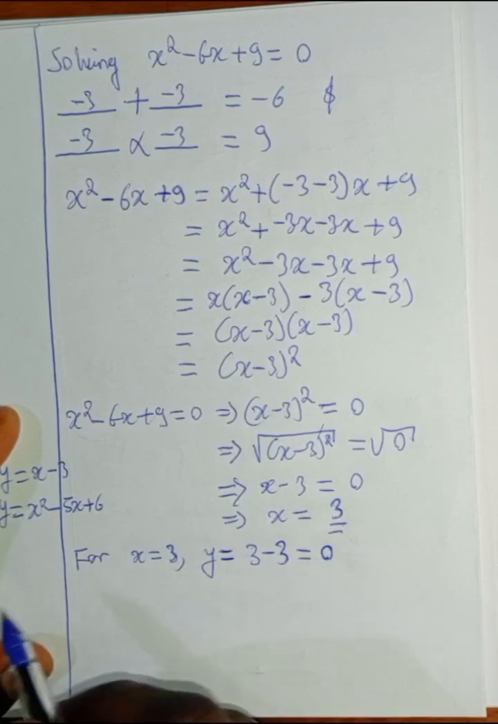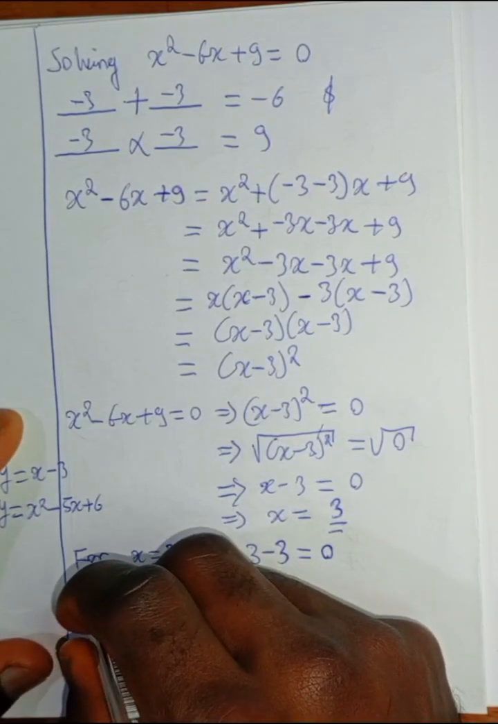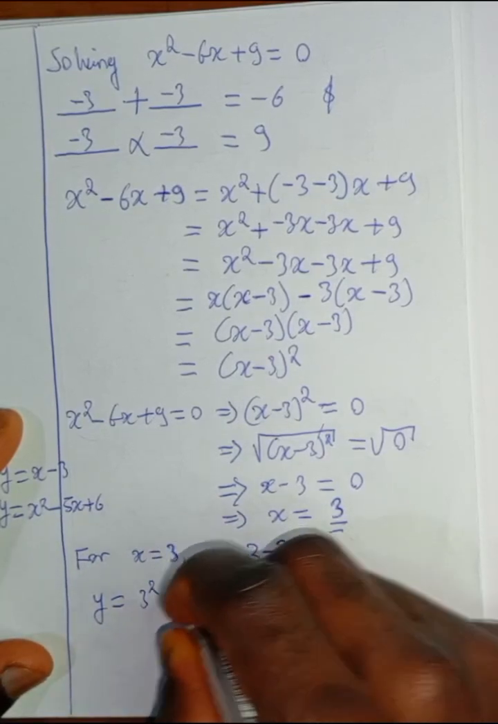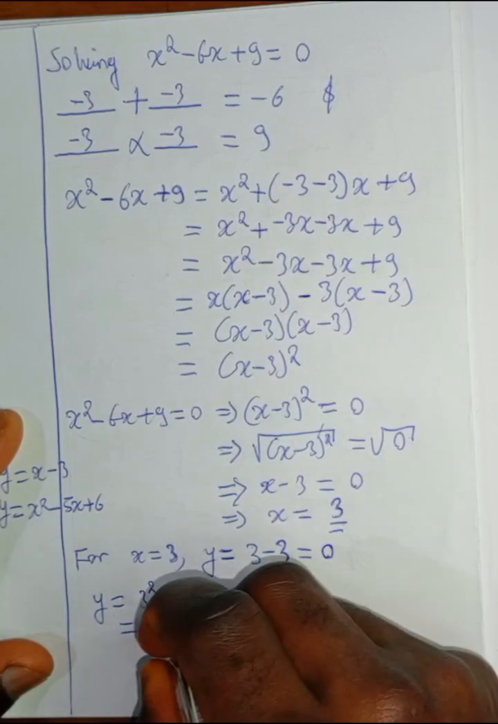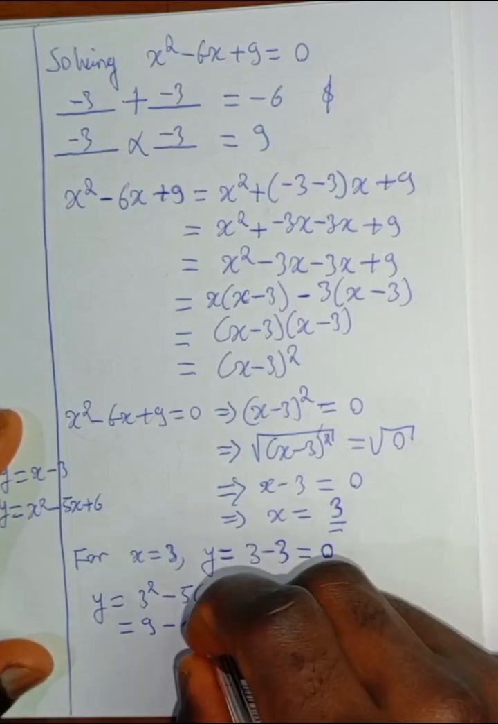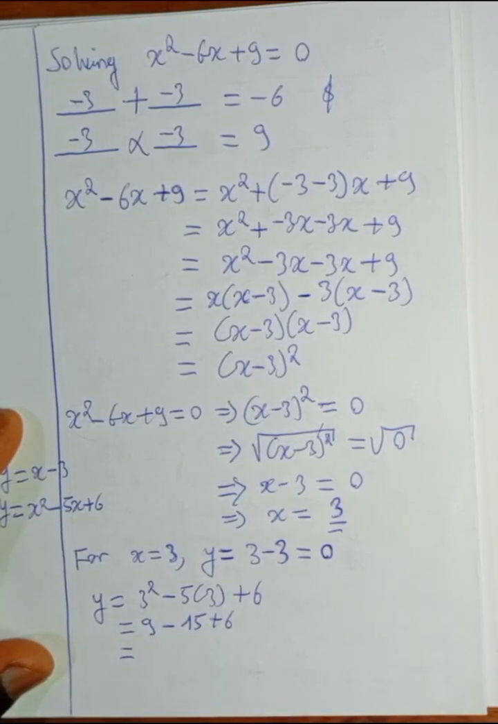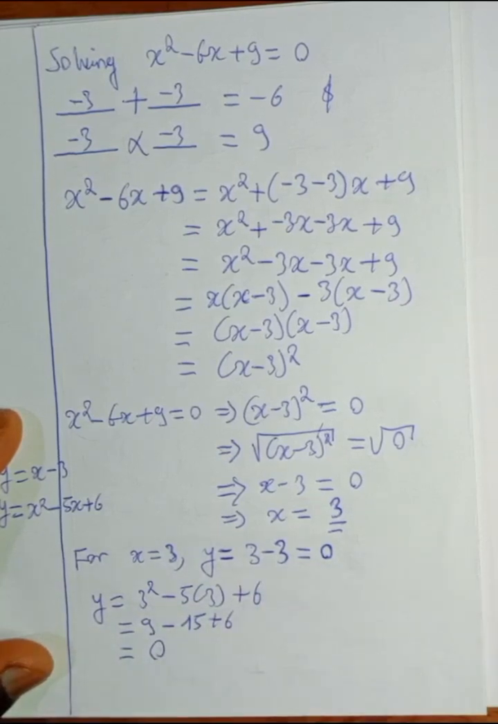If you decide to make use of the equation of the curve, let's just make use of it. y will be equal to 3 squared minus 5 times 3 plus 6. This will be equal to 9 minus 15 plus 6, which is 9 minus 15 gives us negative 6, plus 6, which is 0. You can see the results are the same.